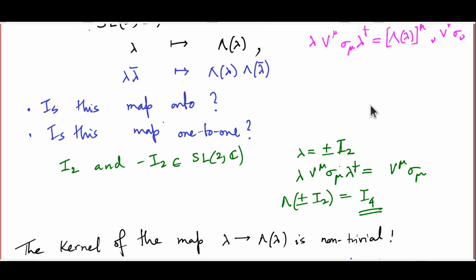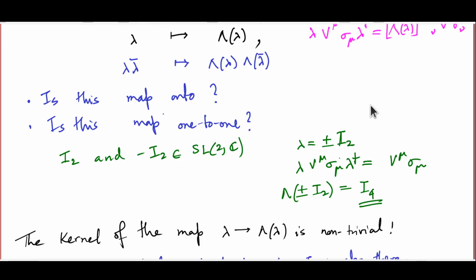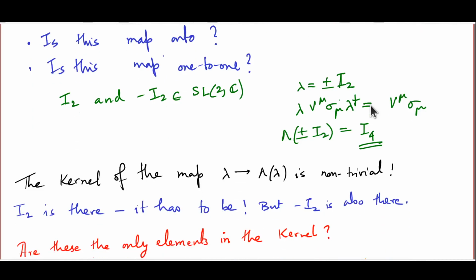But the question that is really very important here is, are these the only two elements in the kernel, or are there others? That is, other than the obvious choices plus or minus 2 by 2 identity, are there any other matrices in SL(2,C) which map onto the identity Lorentz transformation? Let us explore that now.